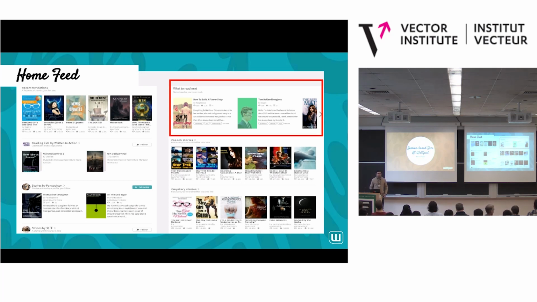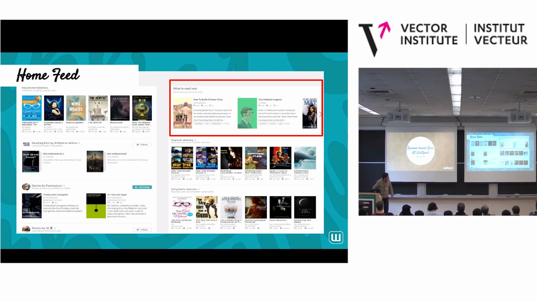For those who don't know what Wattpad is, it's a social platform where writers and readers connect through stories. When you go to Wattpad, this is what the home feed looks like on the left. You are presented with lots of recommendations. Some of the recommendations are based on your recent interests. Some are content based and so on.